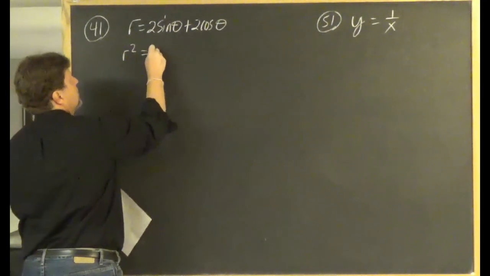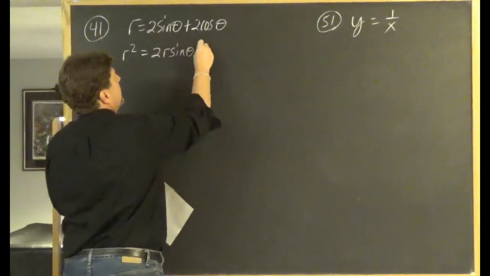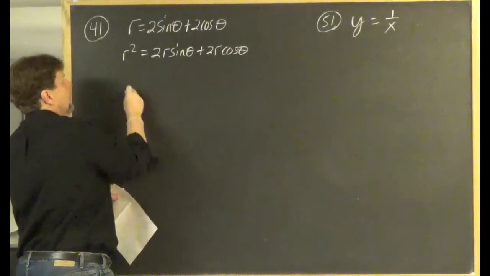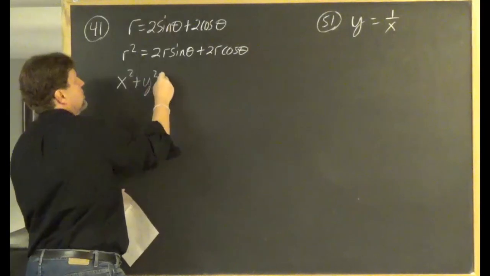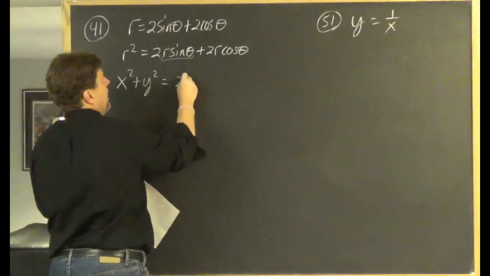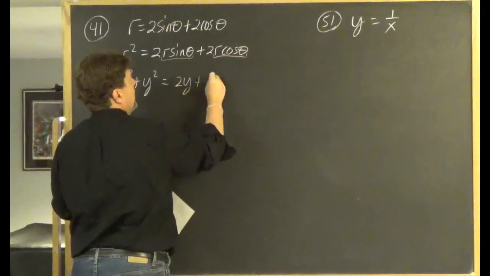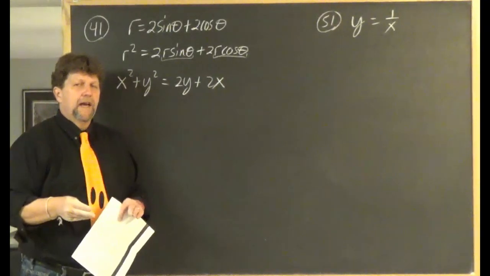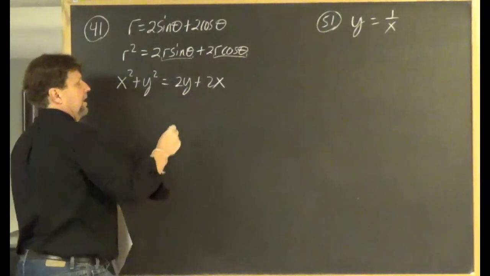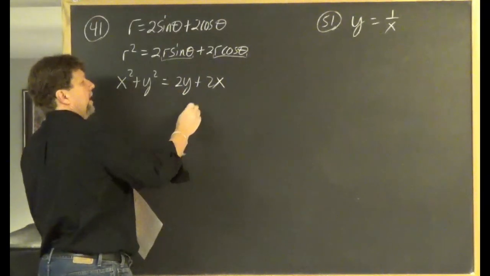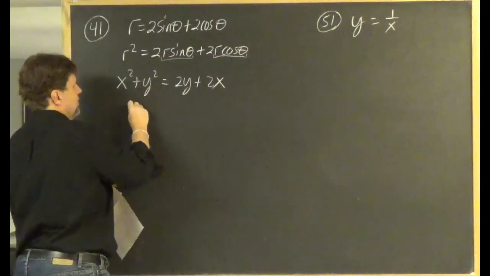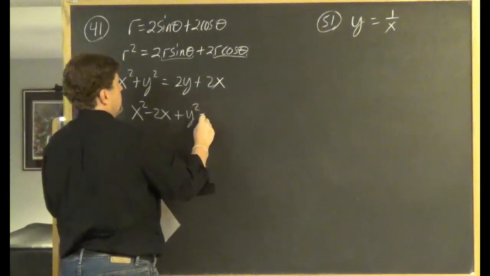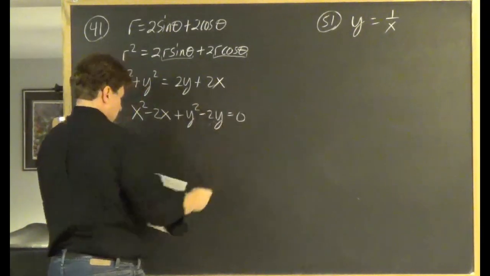That would give you r squared is 2r sine theta plus 2r cosine theta. Folks, you know r squared is x squared plus y squared. That's a y. That's an x. So there's a rectangular equation. There's nothing wrong with that, but I'm going to go just a little bit further. I'm going to subtract 2y and subtract 2x from both sides of the equation to get x squared minus 2x plus y squared minus 2y equals 0.